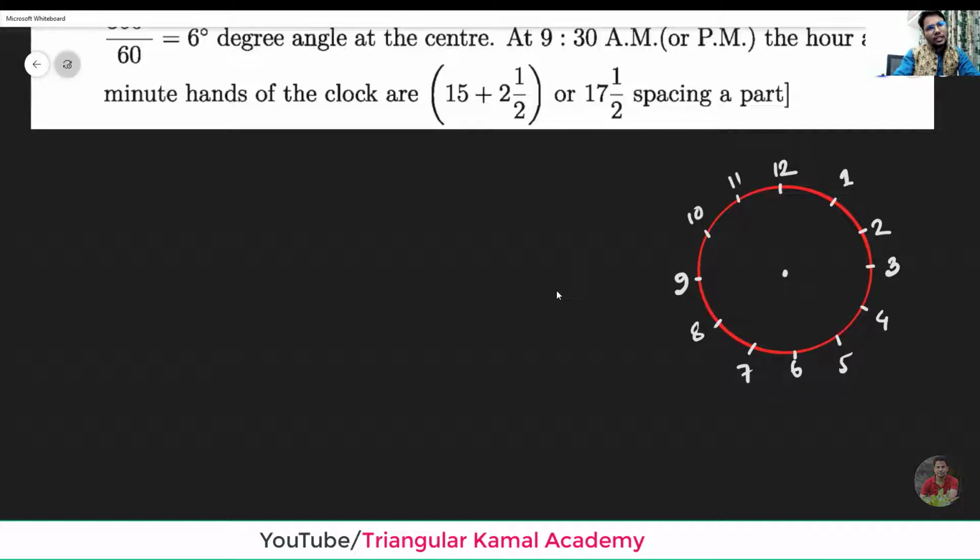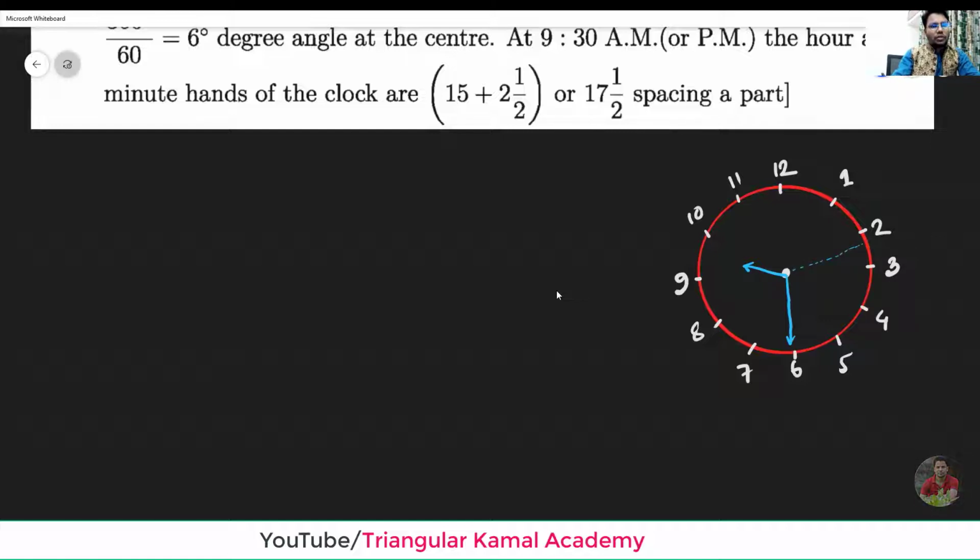The time is 9:30. This is the center, and this one is the minute hand for 9:30, and this is the hour hand. This is our hand at 9:30. I think this one is the middle of 9 and 10. This is our hand. This is the minute hand. And then this one is the second hand. We can draw anywhere. Okay.